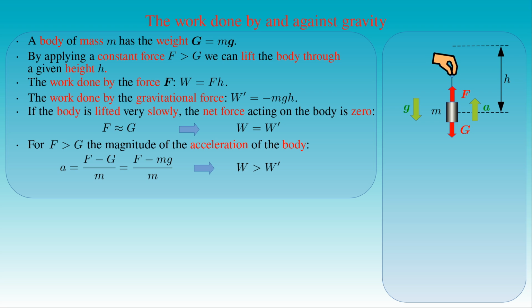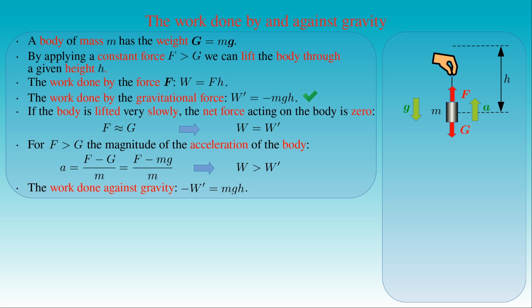The part given by W minus W', that is the magnitude of the force F times the height h minus the mass m times the magnitude of the gravitational acceleration g times the height h, increases the speed of the body. However, no matter how much force is applied to lift the body, the work W done against gravity when a body of the mass m is lifted through the height h is always equal to minus the work W' done by the gravitational force, that is the mass m times the magnitude of the gravitational acceleration g times the height h. In this case, the work W' done by the gravitational force is minus m times g times h, whereas it is m times g times h for a body descending through the height.